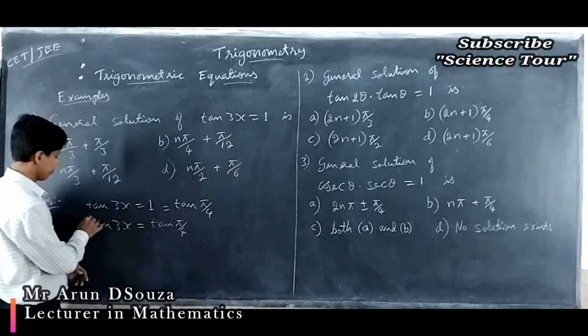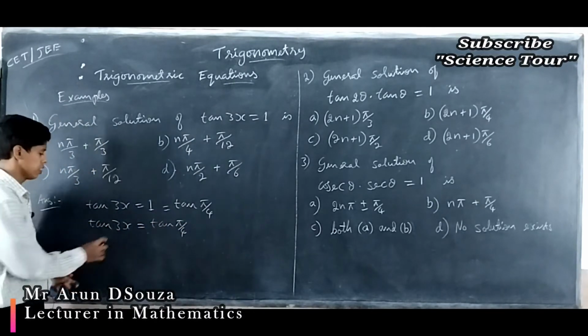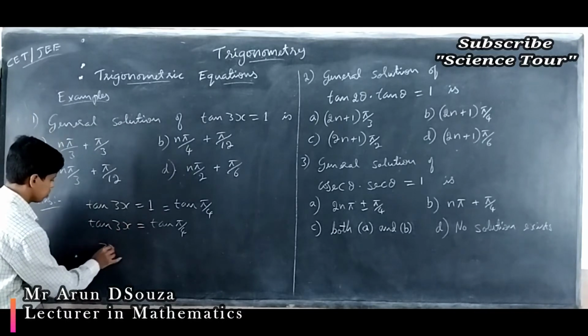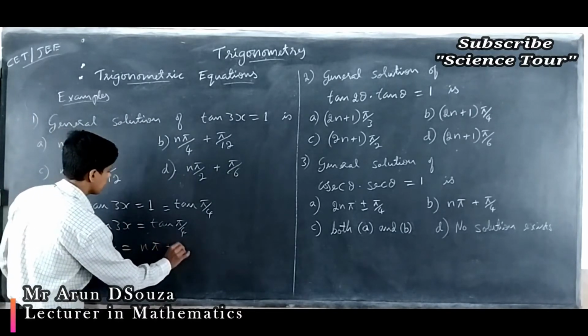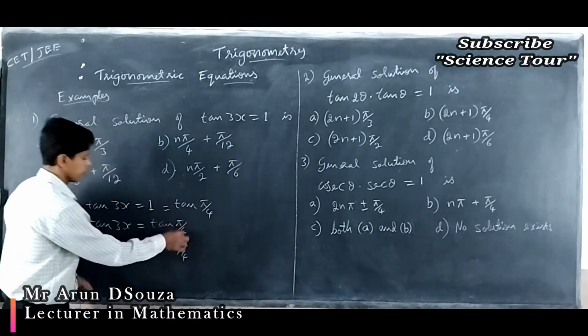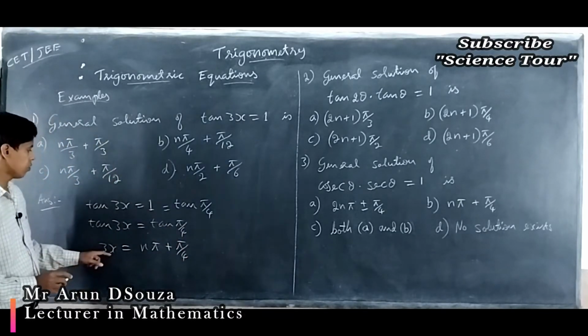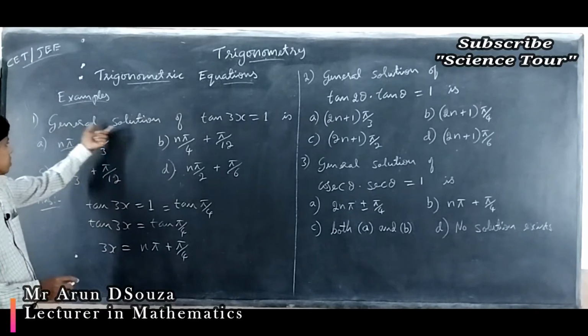This is of the form tan theta is equal to tan alpha, therefore theta, that is 3x, is equal to n pi plus alpha. And what is alpha? Pi by 4. Well, I need the value of x. What is the meaning of general solution?